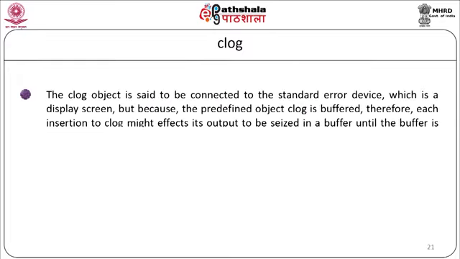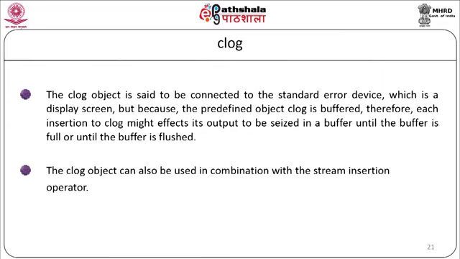Now let's see the concept of clog. The clog, which is a predefined object, is an instance of the ostream class which represents the standard logging stream. The clog object is said to be connected to the standard error device, which is the display screen, but because the predefined object clog is buffered, each insertion to the clog might cause its output to be held in a buffer until the buffer is full or until the buffer is flushed. The clog object can also be used in combination with the stream insertion operator.